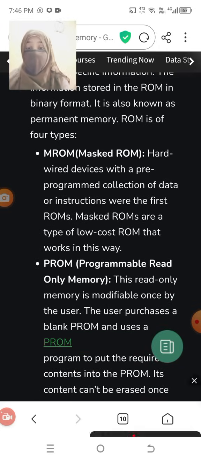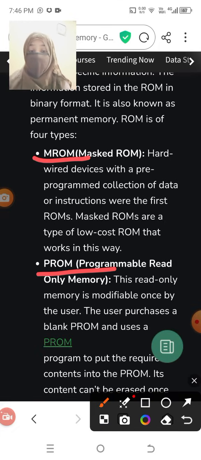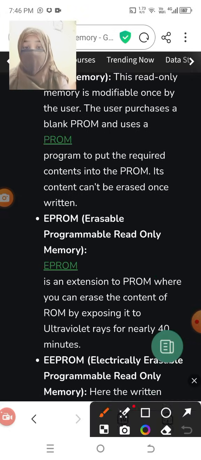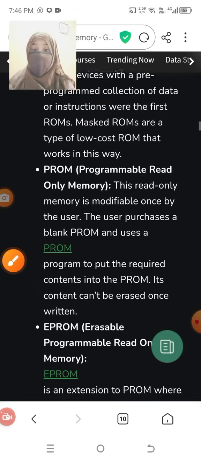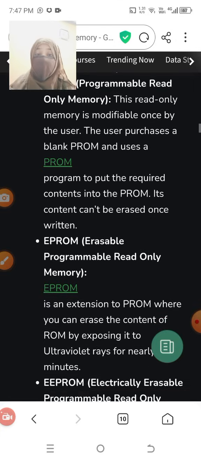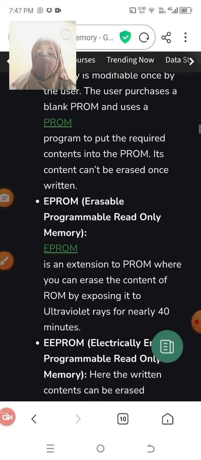Here are the four types of ROM, that is MROM, PROM, EPROM and EEPROM. We are going to discuss the first type, that is PROM, programmable read-only memory. This read-only memory is modifiable once by the user. The user purchases a blank PROM and uses a PROM program to put the required contents into the PROM. Its content can't be erased once written.